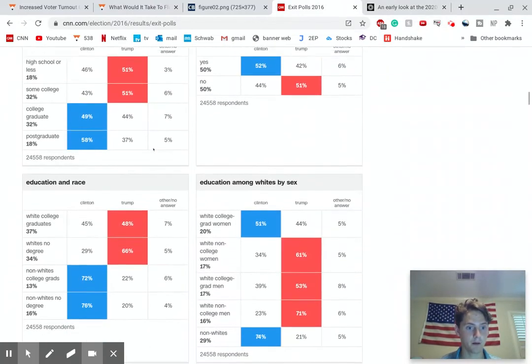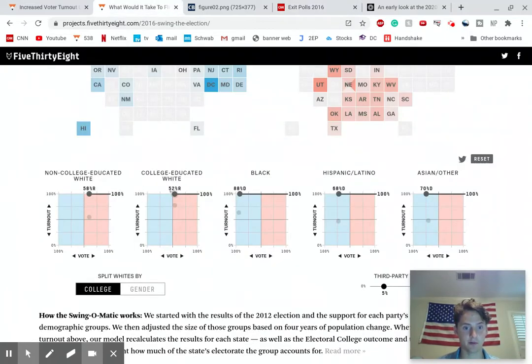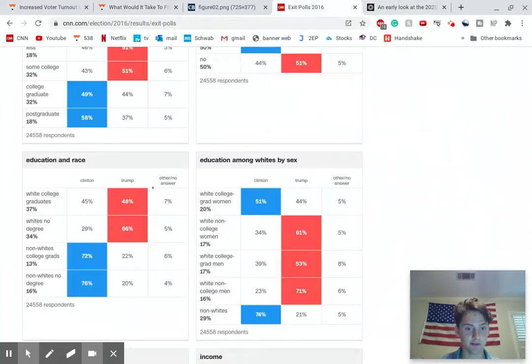So white college graduates, 48%, 45. So let's just split this evenly. Let's add 4 to Trump's 48. So actually less support. So, okay, 52 right here. Now this is where it's going to get interesting. So 66, 5%. Let's add 3 to this, just because the other no answer are people who just don't answer.